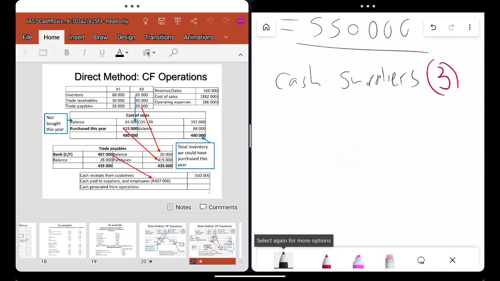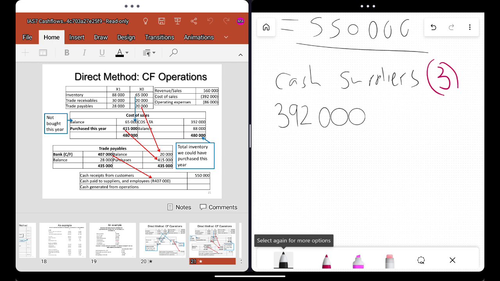So to get cash paid to suppliers, which is just this part, how do we do it? I told you the first component you look at is cost of sales. Always the first component, there's no catch. You just put that figure. So cost of sales, 392,000. We put 392,000. Perfect, so we got that 392,000.